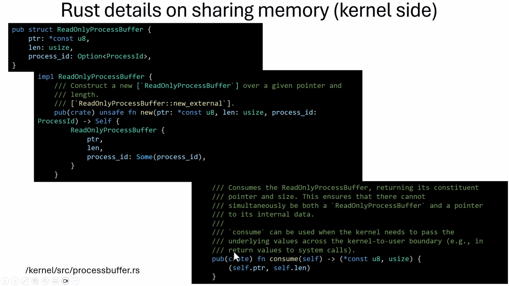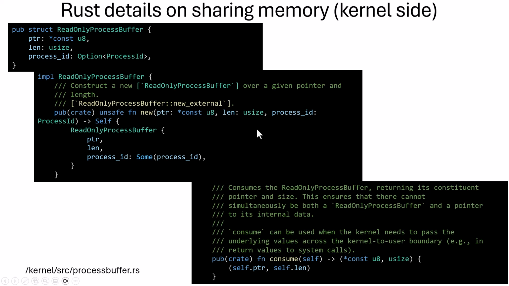And then let's say the kernel needs to pass values back, if there's a passing of data from the kernel to the user boundary, it consumes the data. That way there can't be a simultaneous conflict with the memory of the pointer of the process and the kernel trying to access memory at the same time. And this is the file if you want to look at the rest of the code in there. And in future talks we'll get into more about what's happening right here.